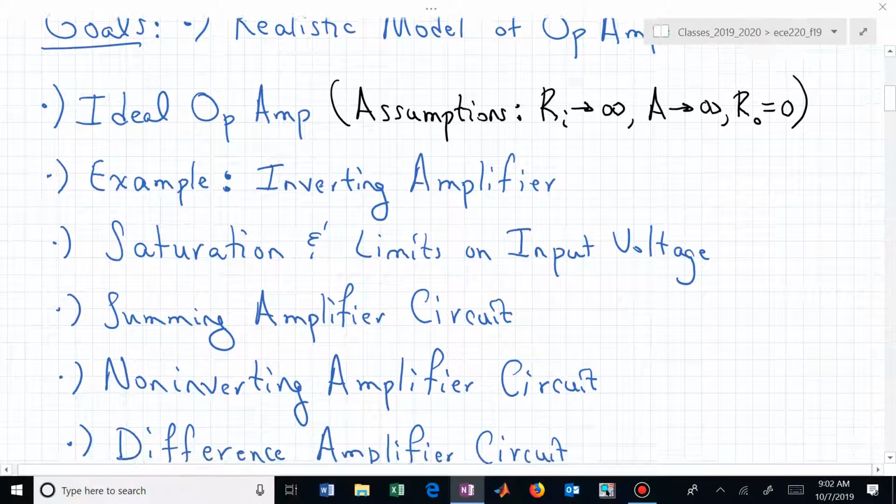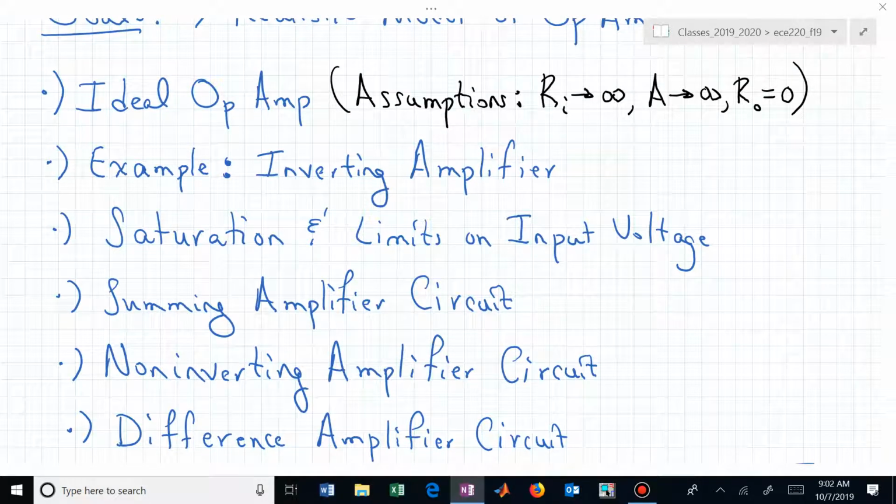Many of these different circuits will actually behave very close to reality based on the ideal op amp model. We'll go through an example of the inverting amplifier. We'll look at situations where it saturates and what that means in terms of how big an input voltage you can actually apply and still get the gain or scaling behavior that you thought you should be getting.